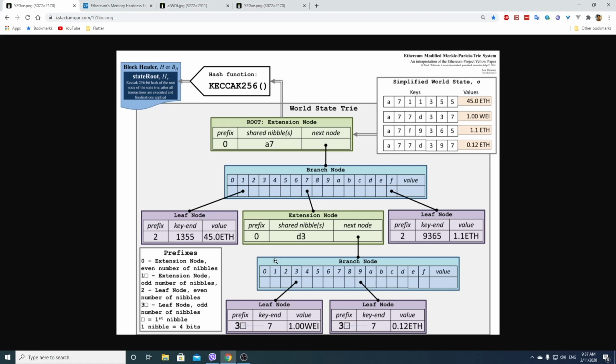So one is whether the nibble length is even or odd. That will also give you a prefix that is even or odd. And the second one is whether it's an extension node, where the prefix will be lower than 2. And if it's a leaf node, the prefix will be greater than or equal to 2. Right.